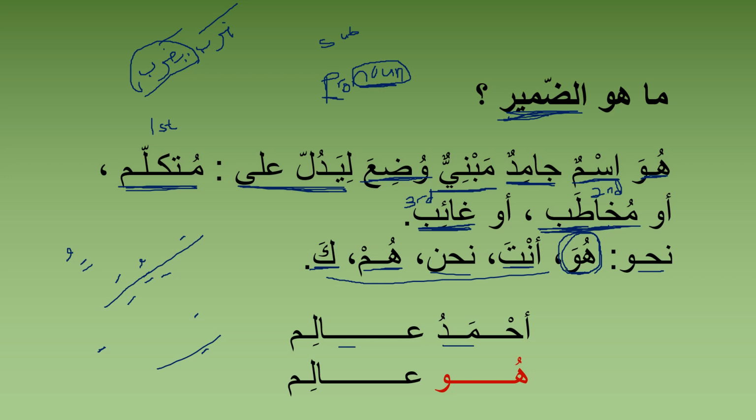So if I don't want to mention this Ahmad, I don't want to mention the name, maybe because I don't want to repeat it, maybe I've mentioned it before, or because you know who I'm talking about and I don't want to mention it, I'm going to replace it with this domir, this pronoun, huwa alim. Meaning he is a scholar. So this huwa is representing this Ahmad. We are still talking about Ahmad, but only that the name is not mentioned. So it's represented with this pronoun.